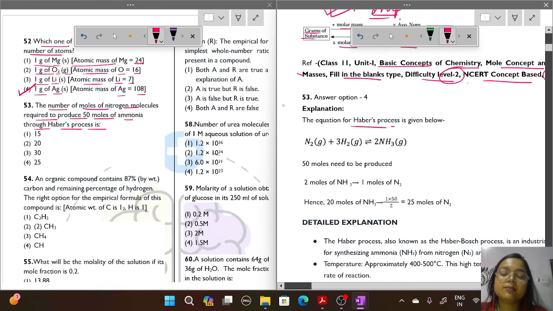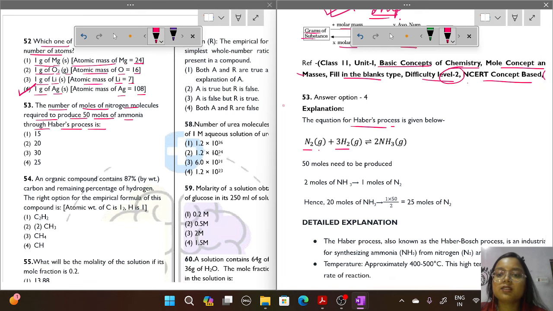Okay, so the Haber's process equation is N2 gaseous plus 3H2 gaseous reversible to 2NH3 gaseous. This is the formula, or you can say the equation, for Haber's process. Now let's see. 50 moles of ammonia is needed to produce. How many moles of nitrogen?